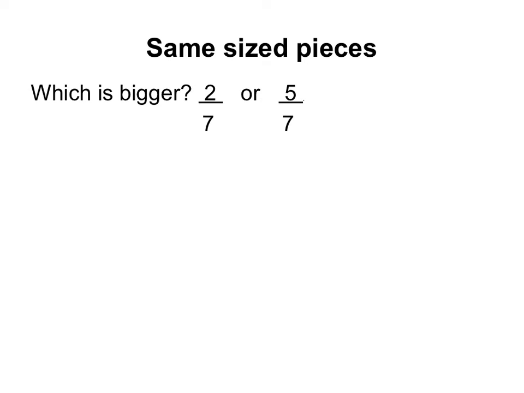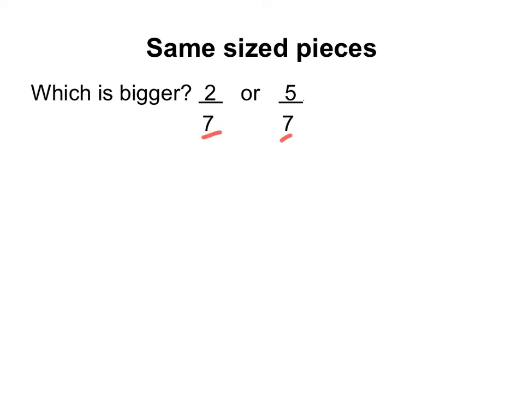Okay, another strategy. So this is our second one. Same size pieces. An example, which is bigger, 2/7 or 5/7? For most of us, these are the easiest. We don't tend to get these wrong. We can think our way through. But let's go with the title. Same size pieces. Why is this called same size pieces?